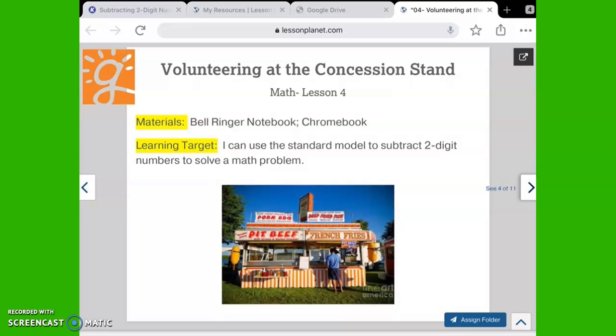Good morning, scholars. This is Lesson 4, Volunteering at the Concession Stand. The materials that you need for this lesson are your bell ringer notebook as well as your Chromebook. Our learning target for today is: I can use the standard model to subtract two-digit numbers to solve a math problem.